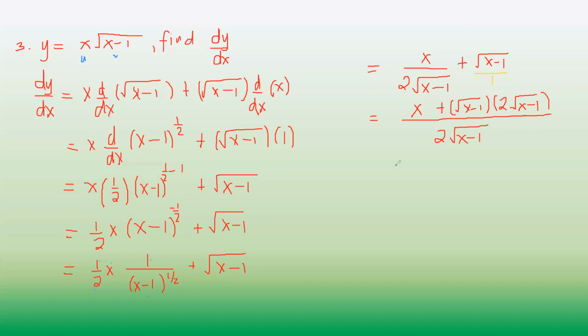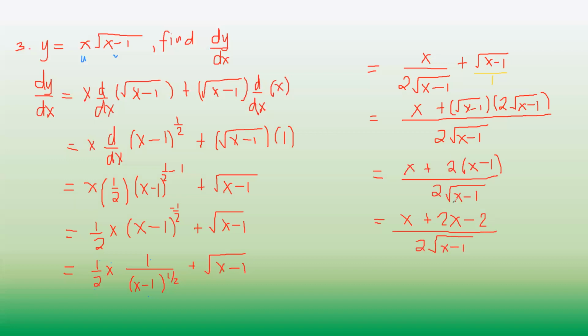So, yun. Then we're going to simplify. We will have x plus, ito muna, 2 square root of x minus 1 times square root of x minus 1. So, tanggal si radical, meron ka na lang x minus 1, all over 2 square root of x minus 1. Then again, multiply yung 2, kaya x plus 2x minus 2 all over 2 square root of x minus 1.